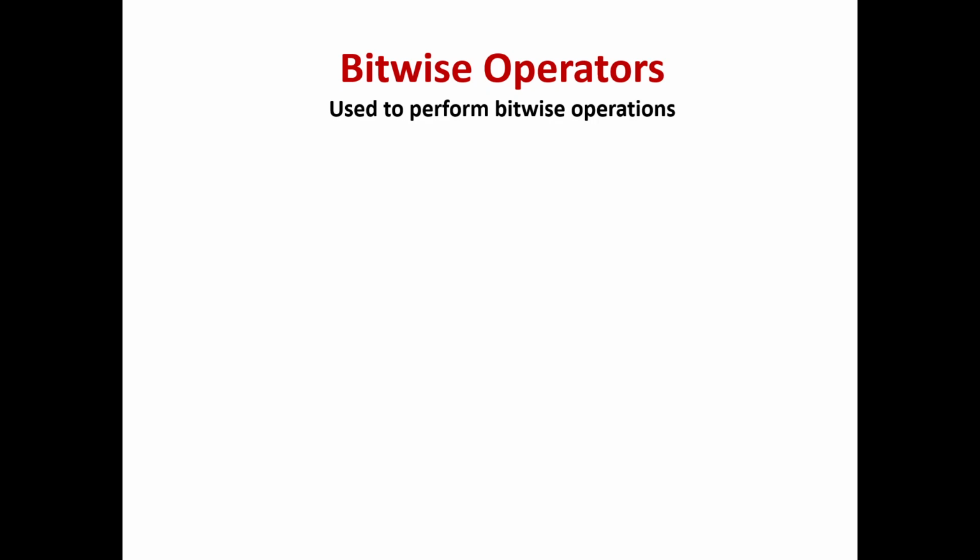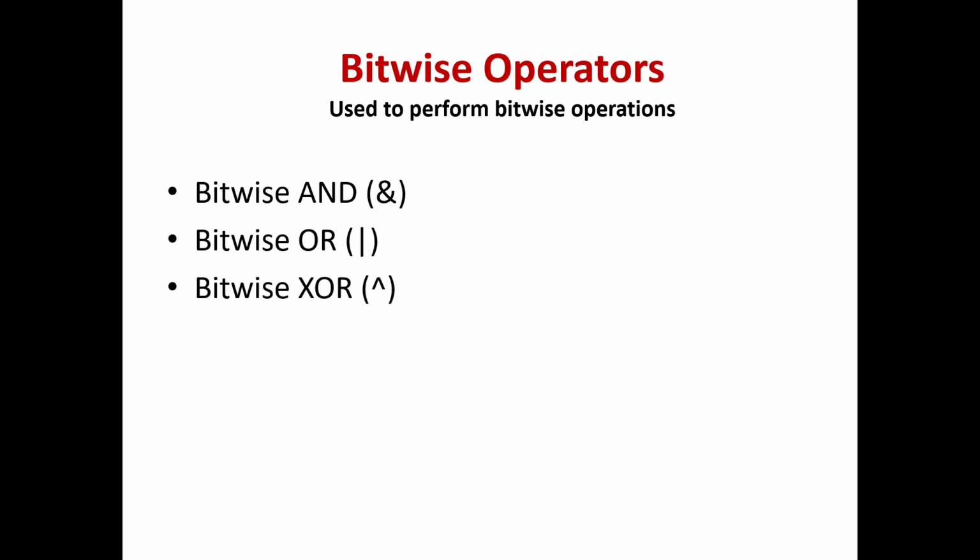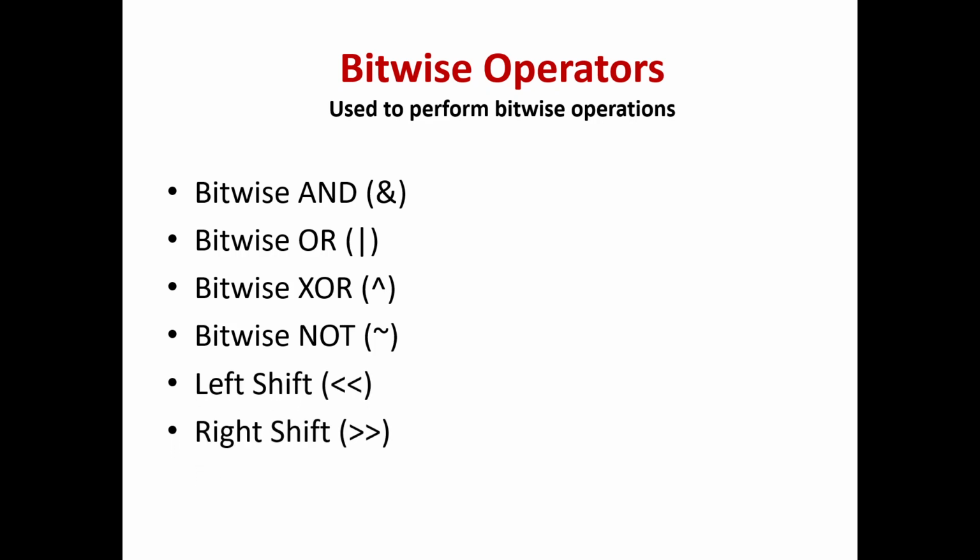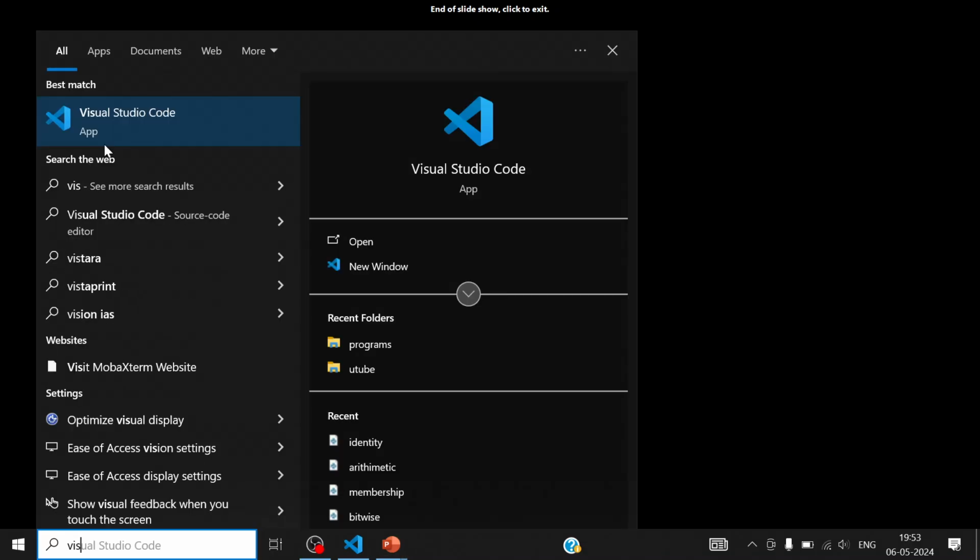Another one is the bitwise operator, which is used to perform bitwise operations, which are bitwise and, or, XOR, not, left shift, or right shift. We will read more into depth when we try to execute a program using these operators. So now let's move on to my Visual Studio, where we'll try the examples of the operators that we have gone through right now.